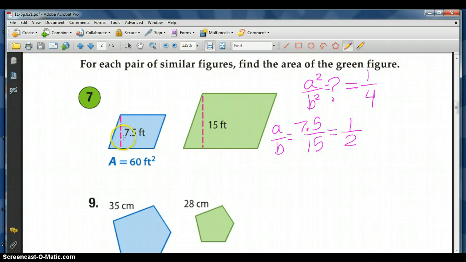So if the two figures are in a scale of 1 to 2, then their areas will be in a ratio of 1 to 4. So we'll use that ratio to set up our proportion. So 1 is to 4 as 60 is to x, and cross multiply. So x times 1 is equal to 4 times 60, which is 240 square feet.